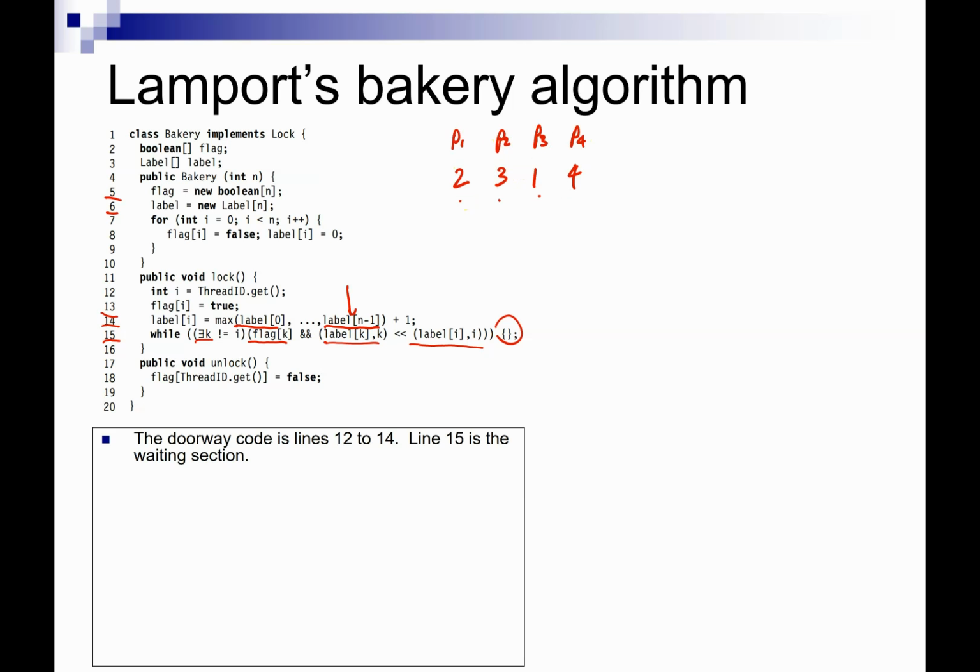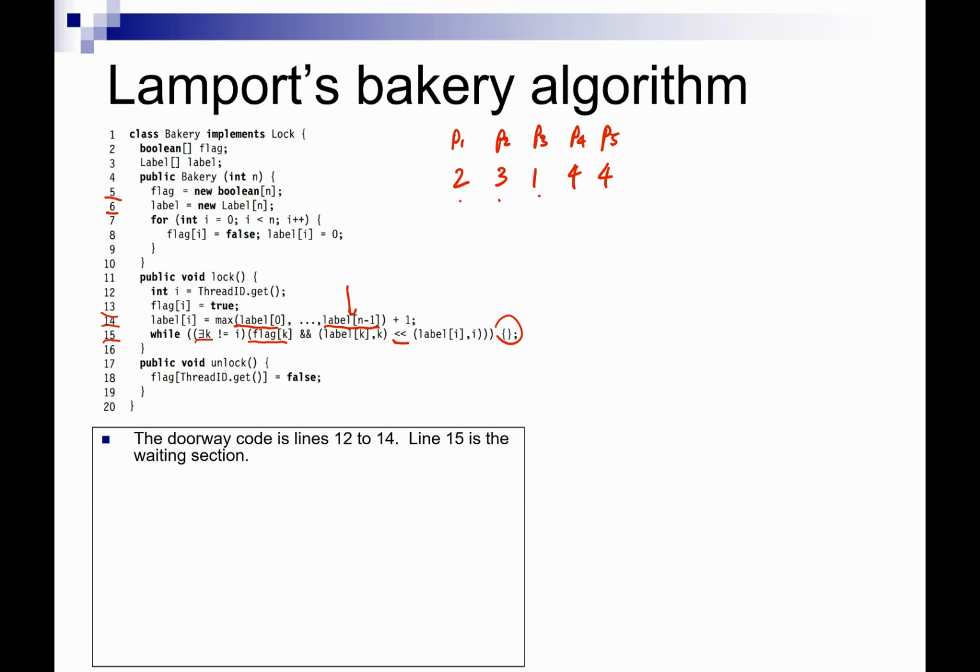Now, it's possible that another process, P5, comes at basically the same time as P4. He also reads these labels, 2, 3, and 1, and in that case he's also going to set his label to be 4. So now P4 and P5 have a tie in their labels. This is kind of a problem, because here we need to compare these labels.